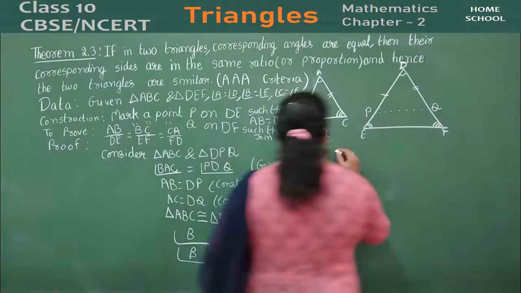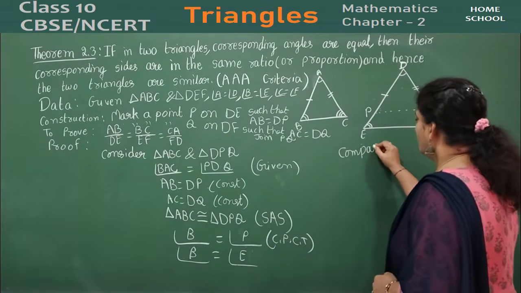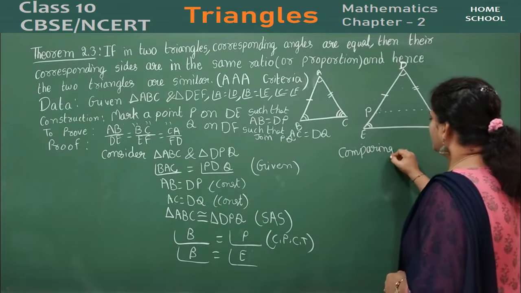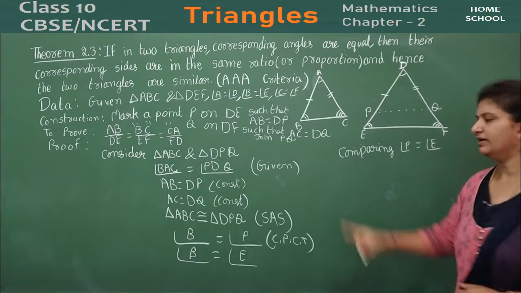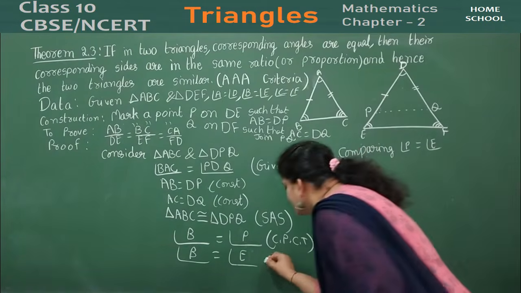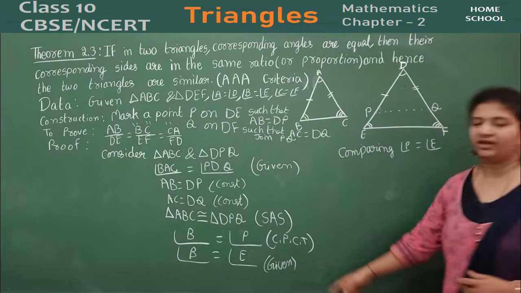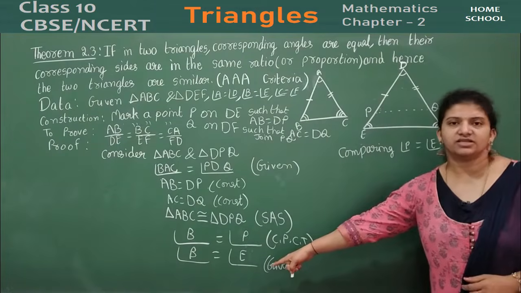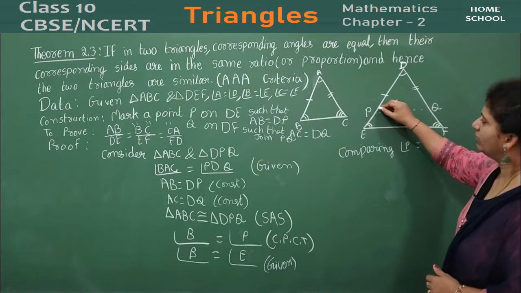On comparing these two, what can you write here? Angle P is equal to angle E. This equals this and this equals this. How are you saying this? By given data, angle B is also equal to angle E. Therefore, angle P is equal to angle E.